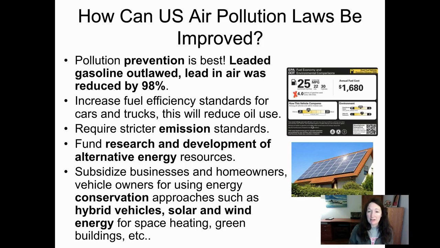So we could require stricter emission standards. We could do smogging in locations around the country, not just in certain states and counties. We could fund research and development for alternative energy sources. And I think that's another huge push of the Biden administration. And then subsidize businesses and homeowners that use energy conservation, hybrid vehicles, and solar and wind energy. So right now, there's a tax deduction for getting solar panels on the roof of your home. I think it's like a $7,000 deduction or credit or something on your taxes. So we do have some incentives.